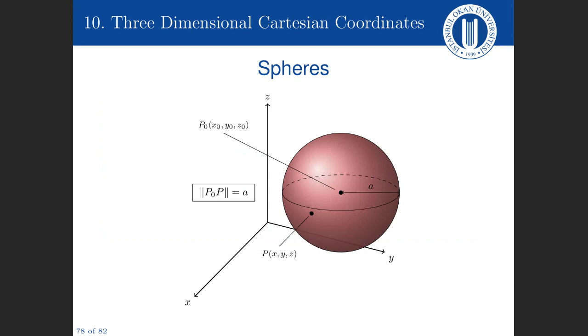And our final topic is the topic of spheres in three-dimensional space. Suppose we have a sphere. Suppose that the center is at the point x0, y0, z0. And let's suppose that the radius of the sphere is equal to a. If P is some point on the surface of the sphere, then the rule is that the distance between P and the center of the sphere must be equal to the radius a.